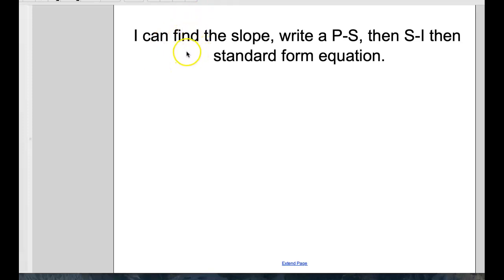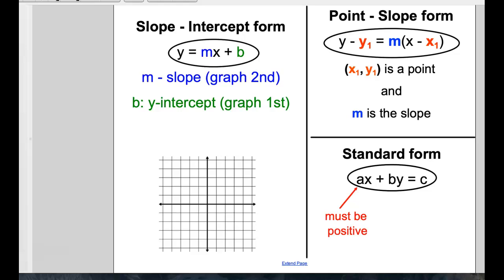Okay, so today what we're going to be working on is being able to manipulate equations in all of the different forms. I'm going to start by giving you a set of 2 points. You're going to find the slope, write a point-slope equation, then turn it into slope-intercept form, and then turn it back into standard form. So we have all of the different ways that we write equations here.